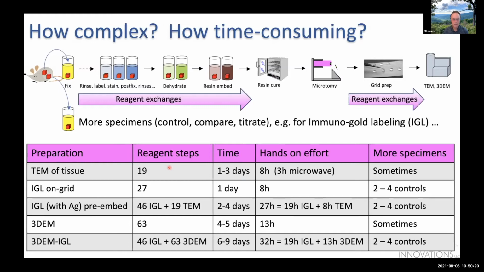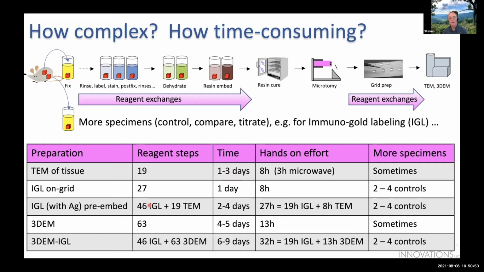And sometimes we even have more specimens to deal with, like controls and such, that we need to treat a little differently. When we go to immunogold labeling for on-grid, this is about 27 steps. Pretty typically takes most labs about a day to perform this, about 8 hours of actual effort, and we typically are tracking at least two conditions, and maybe even 3 or 4 or even more conditions. If we're doing pre-embedding immunogold labeling with silver enhancement, we're talking about 46 different reagent steps.